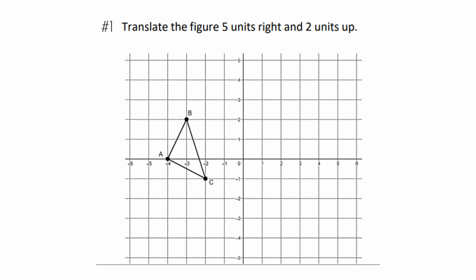So we're going to start at point A. We're going to count 5 right, 1, 2, 3, 4, 5. And then we're going to count 2 values up, 1, 2, and put a new point. We're going to label this point A prime. That little tick mark next to the letter A is our prime symbol, and it shows us that that is the new point A.